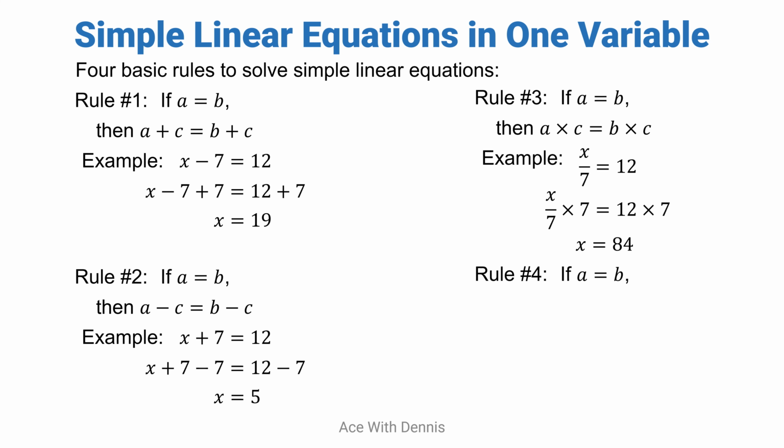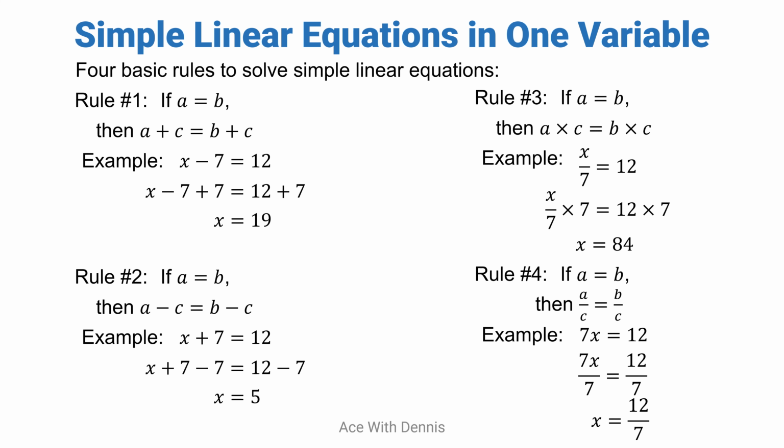Rule number 4. If a equals b, then we can also divide both sides by c, which is a over c equals b over c. Here's an example. 7x equals 12. Now, we divide both sides by 7, which is 7x over 7 equals 12 over 7. So the result will be x equals 12 over 7. So these are the 4 basic rules that you need to know to solve simple linear equations.